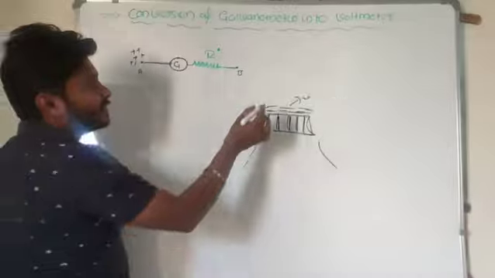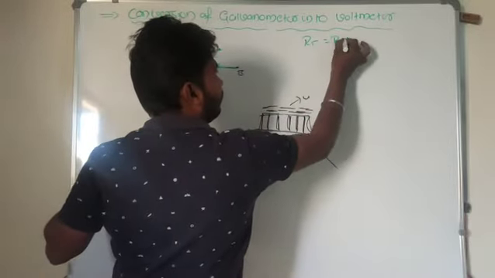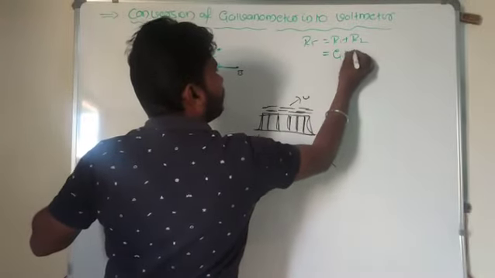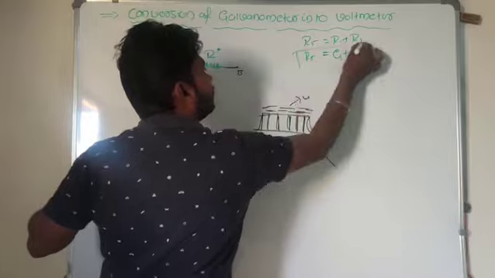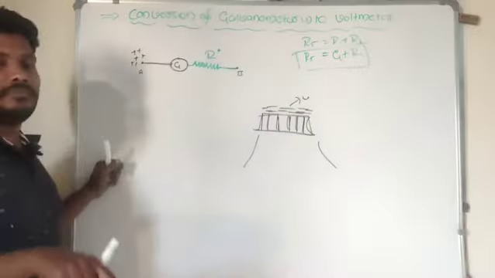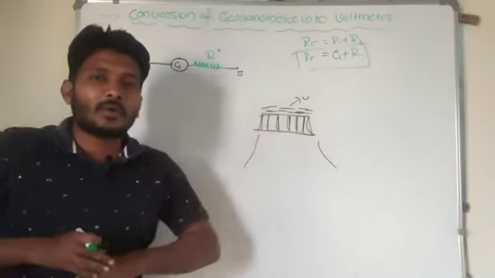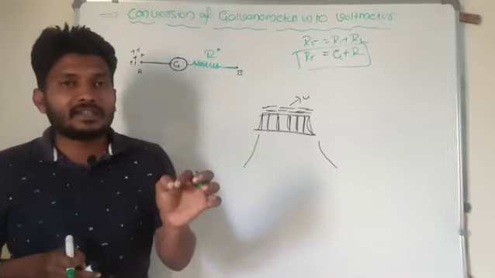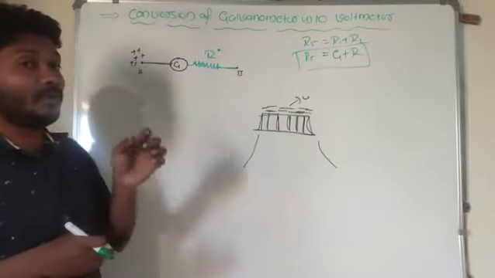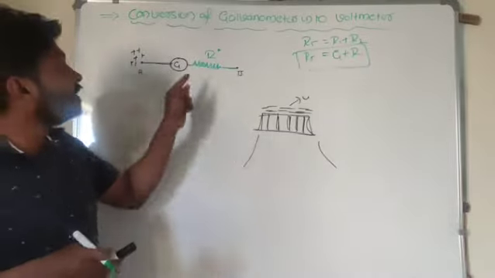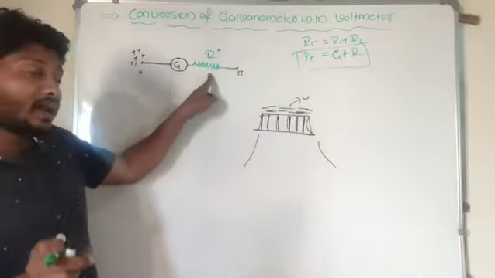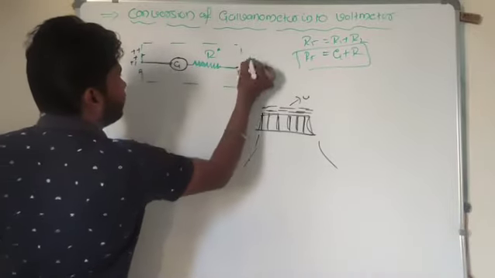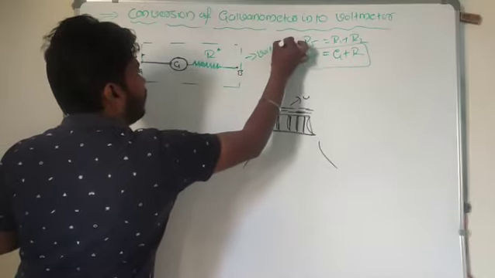What is the effective resistance? In series combination, Rs is equal to R1 plus R2. R1 means G here, R2 means R. This is the effective resistance between A and B. Then how to convert that galvanometer into a voltmeter? In order to convert a galvanometer into a voltmeter, connect a suitable high resistance in series to the galvanometer. Then this entire setup behaves as a voltmeter.